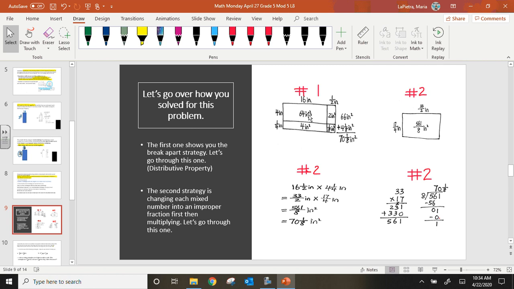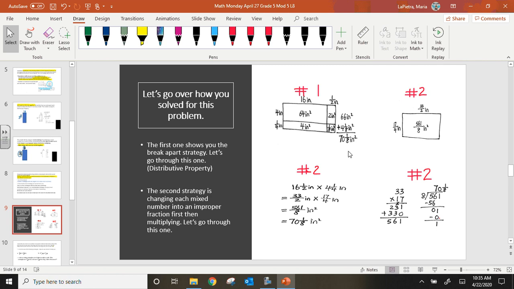So 4 times 16 is 64. 16 times 1/4 is 4. 4 times a half is 2. And 1/4 times a half is 1/8. And we took all of these and we added them together. So 64 and 2 is 66, and 4 and 1 plus 1/8 is 4 and 1/8, and we got a total of 70 and 1/8 inches squared.